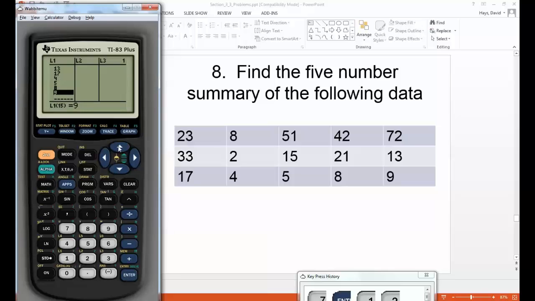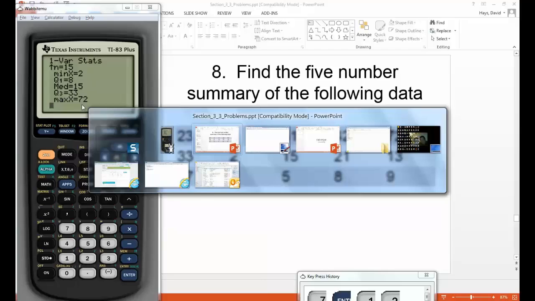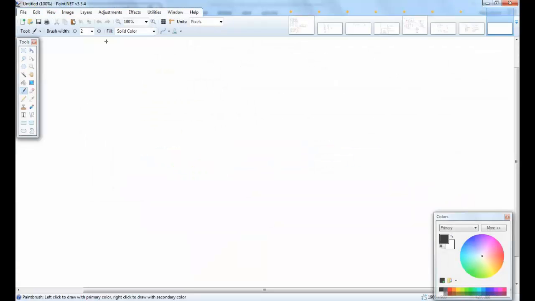Okay, so let me go check that. 9, 8, 5, 4, 17, 13, 21, 15, 2, 33, 72, 42, 51, 8, and 23. I'm going to exit out, do second mode, and all we do is one var stats again. So nothing exciting. We do stat, calc, and one var stats, and then press enter. Now you have to down arrow, and the last 5 numbers are your 5-number summary.